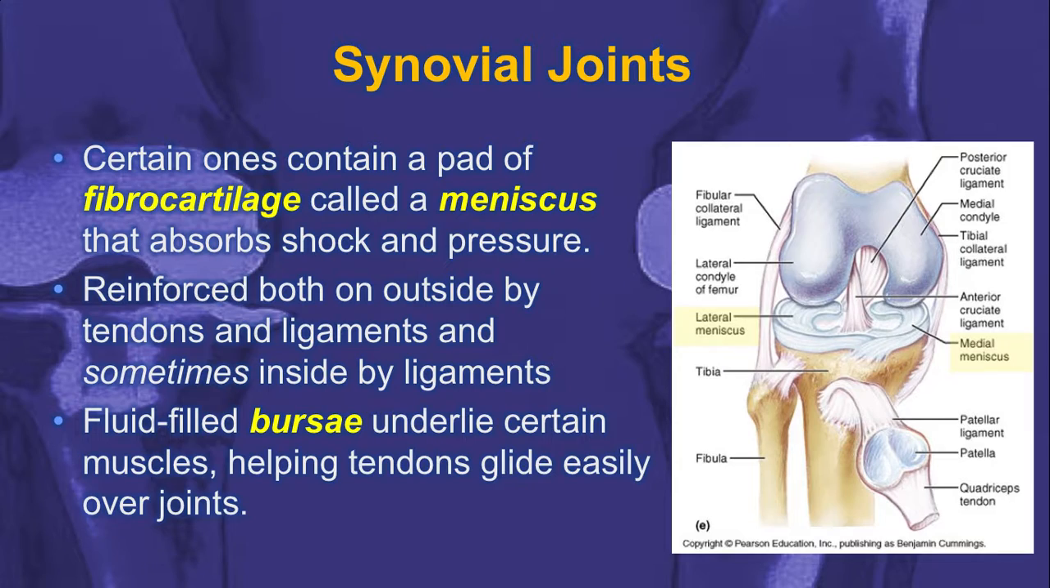I've already said this, but it's reinforced both on the outside by tendons and ligaments, and sometimes on the inside by, I guess not tendons, but by ligaments as well. Okay? So, on our knee, we have outside ligaments, so the fibular collateral ligament and the tibial collateral ligament line along the outside, and then your ACL and your PCL, the anterior cruciate ligament and posterior cruciate ligament, line here inside the joint capsule.